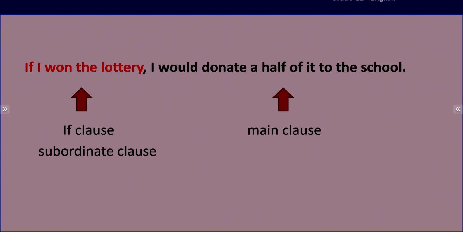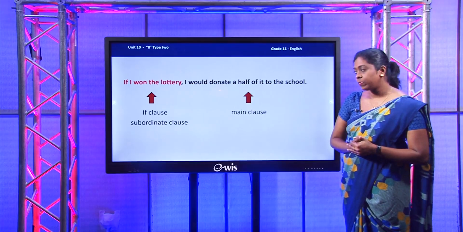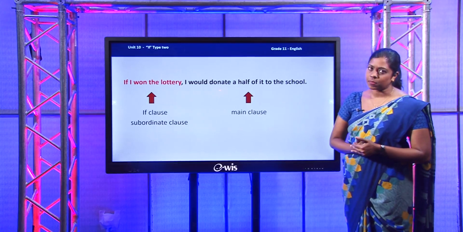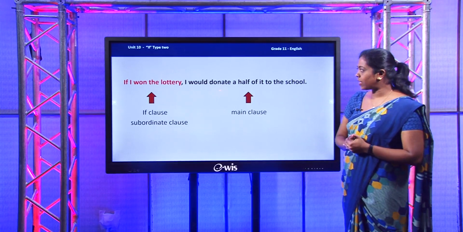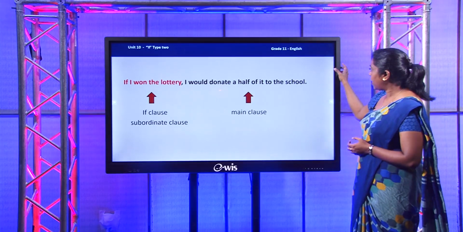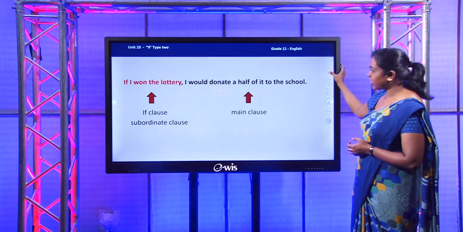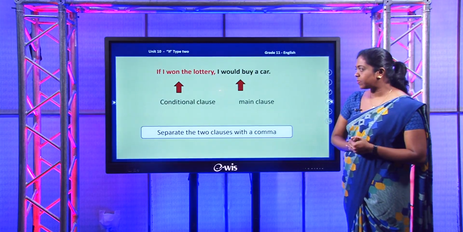If I won the lottery, I would donate half of it to the school. Just like the sentence I showed you based on if clause type 1, in if clause type 2 also, we have two sections or two parts. You know what they are? The main clause and the subordinate clause, which is the if clause, right? Hope you can clearly see that here. And let's see some other facts which we have to keep in mind.